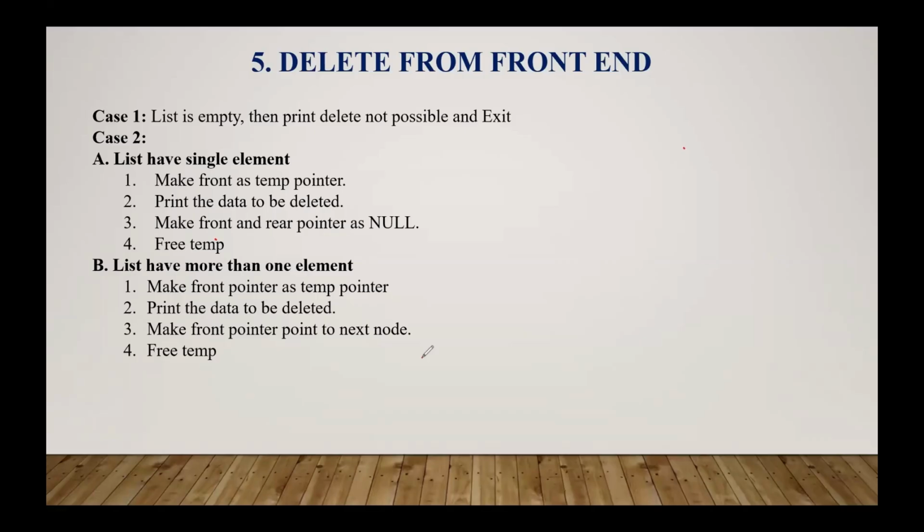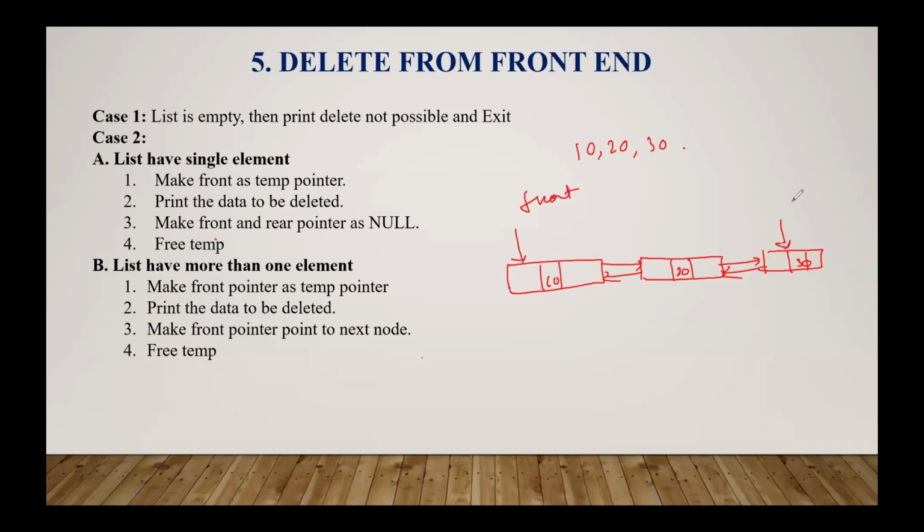Then we have to go for the deletion whenever the list has more elements, whenever the queue has more elements. For example, 10, 20, 30 are present. This is a node, this is another node, this is another node: 10, 20, 30. Both connections are established. This is our front end, and this is our rear end.